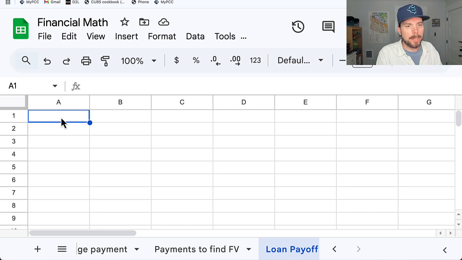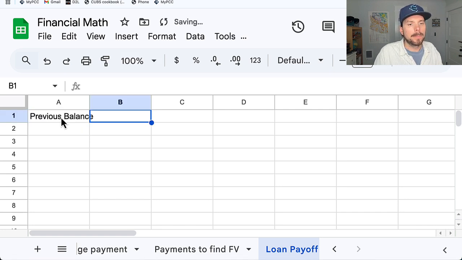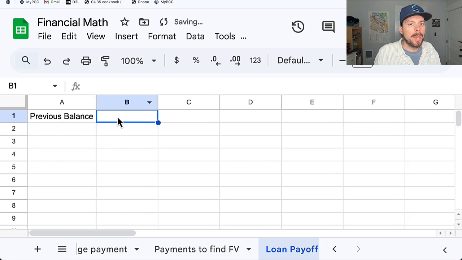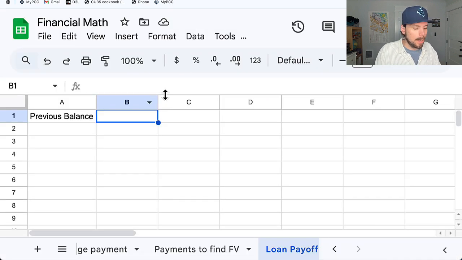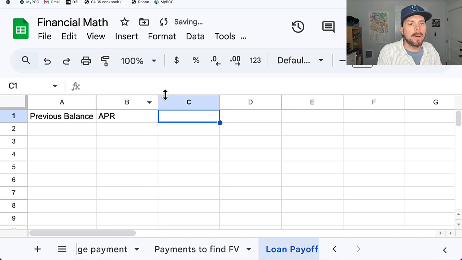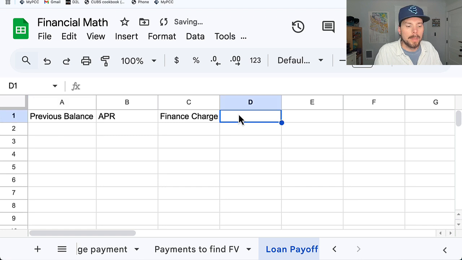And the columns and information that we need here are first the previous balance. And with a revolving account, the way they've described this is that first the APR is applied and then a payment amount is calculated based on a percent of that. So we'll have a previous value, previous balance, and APR, that one's going to be a percentage. We'll use that to find a finance charge or interest. And then we'll have a payment percentage.